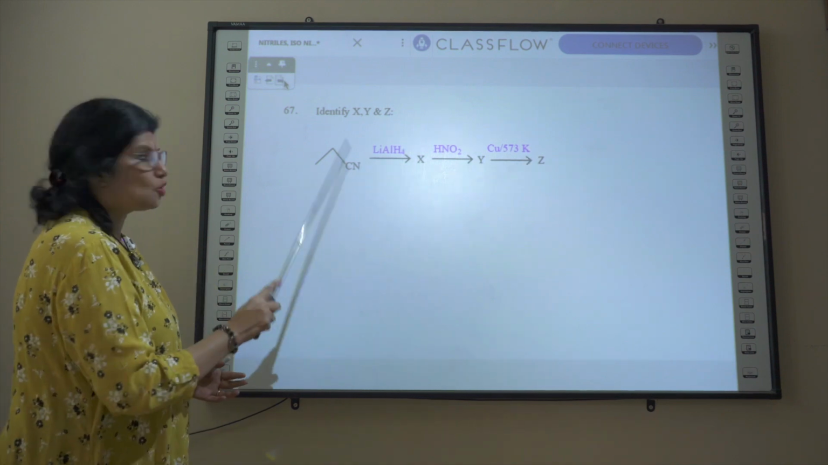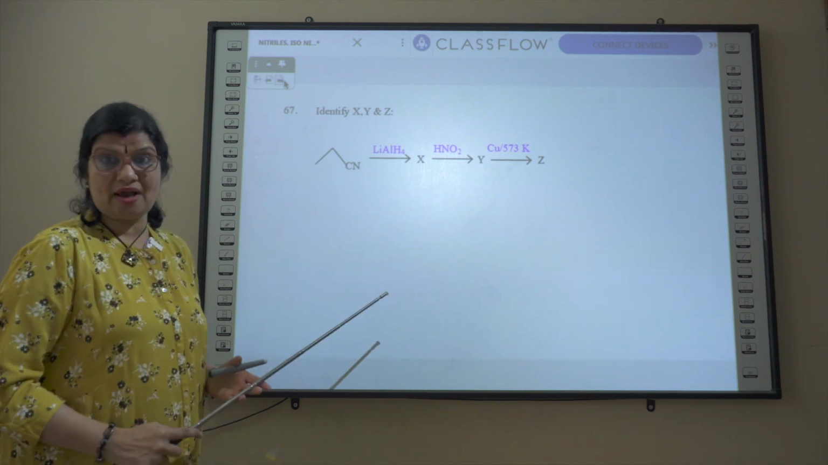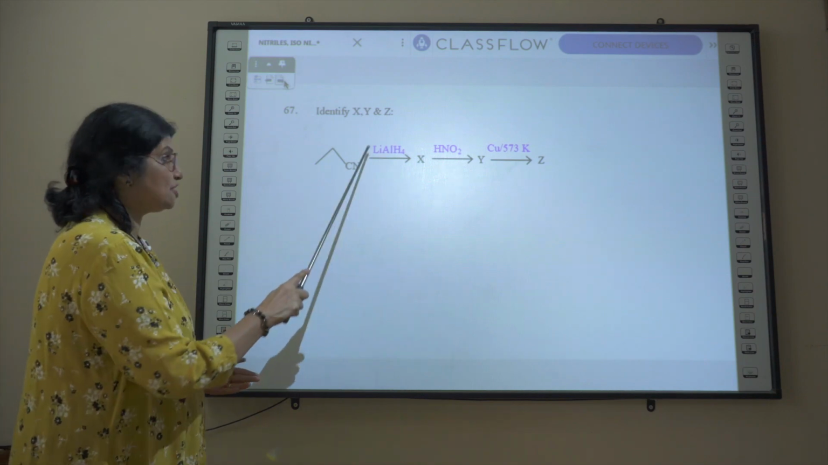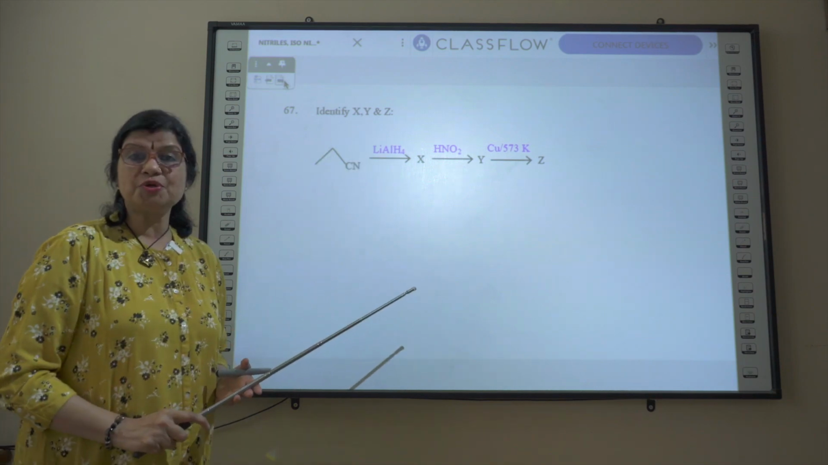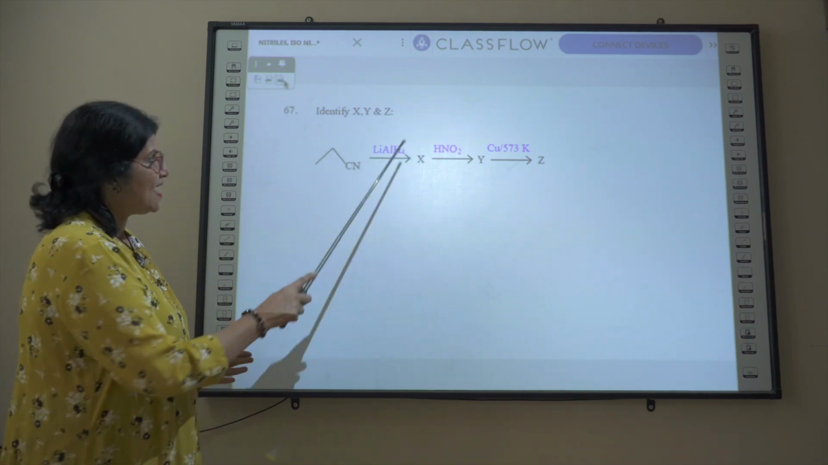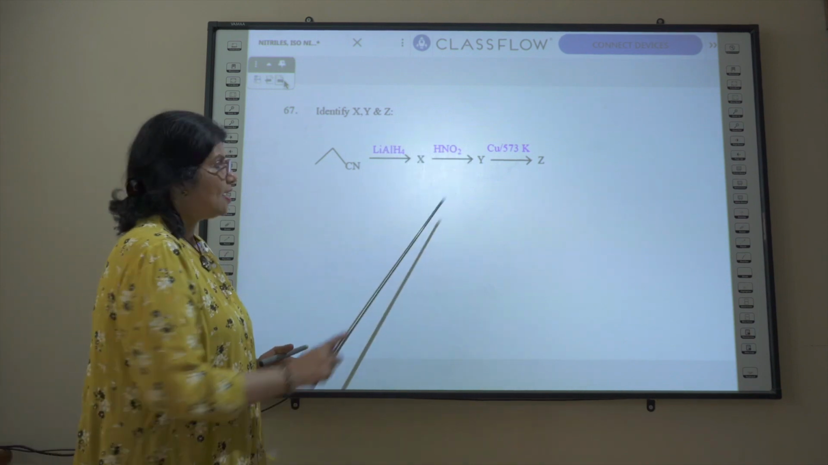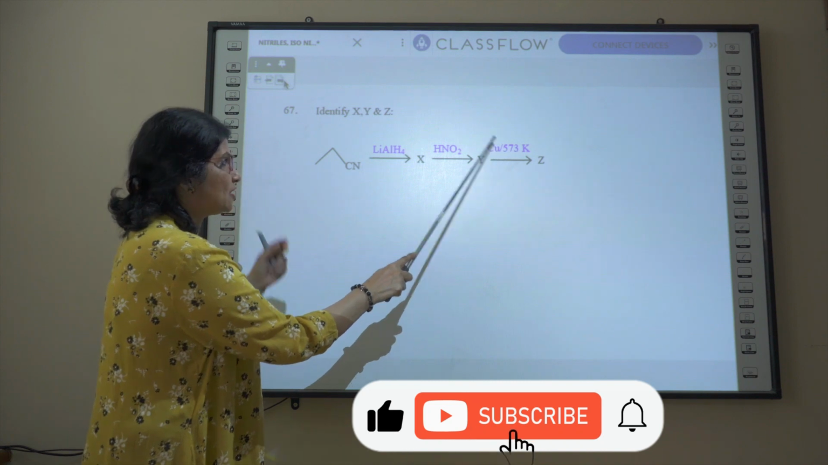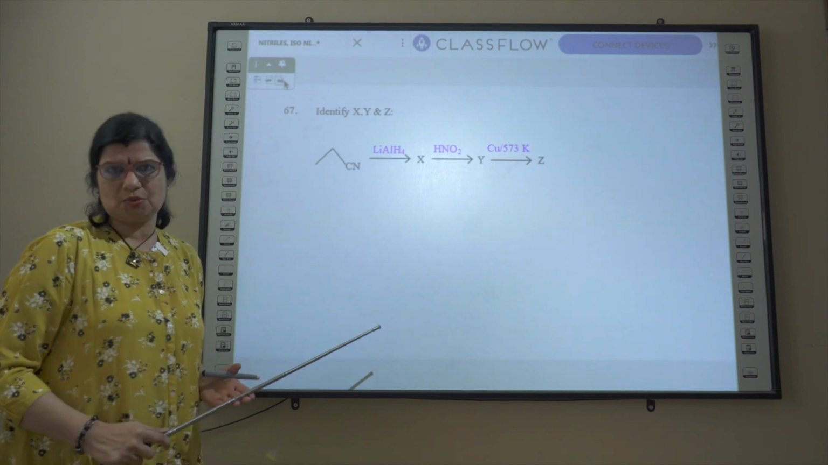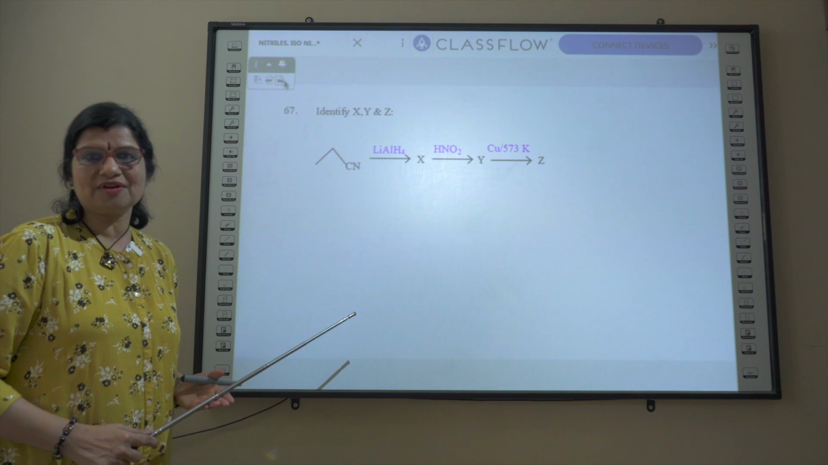We have a cyano compound 1, 2, 3. Right? So it is a propane nitrile or ethyl cyanide subjected to reduction with a very strong reducing agent lithium aluminium hydride. Gives you X. X when made to react with nitrous acid gives you Y. Y on heating with copper will give you Z. It is not a very difficult pathway. Okay? Let's analyze this and then we will start writing down the sequence of reactions.